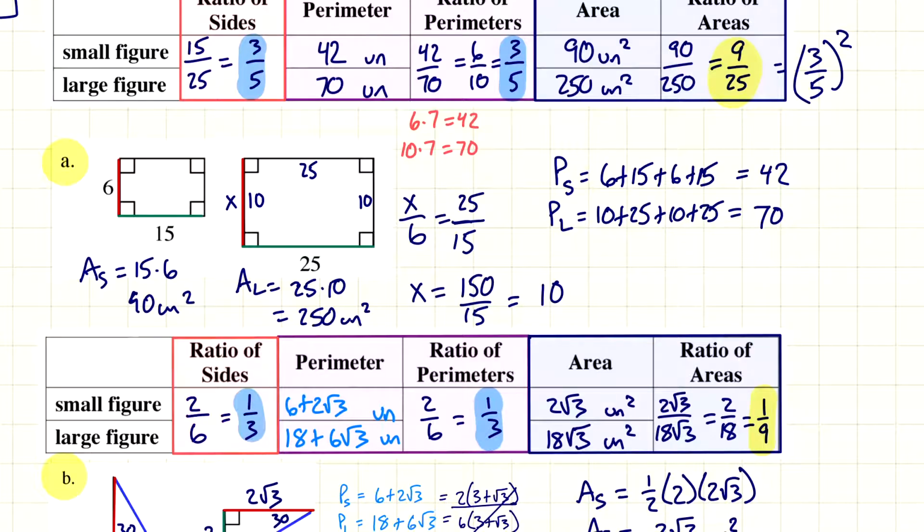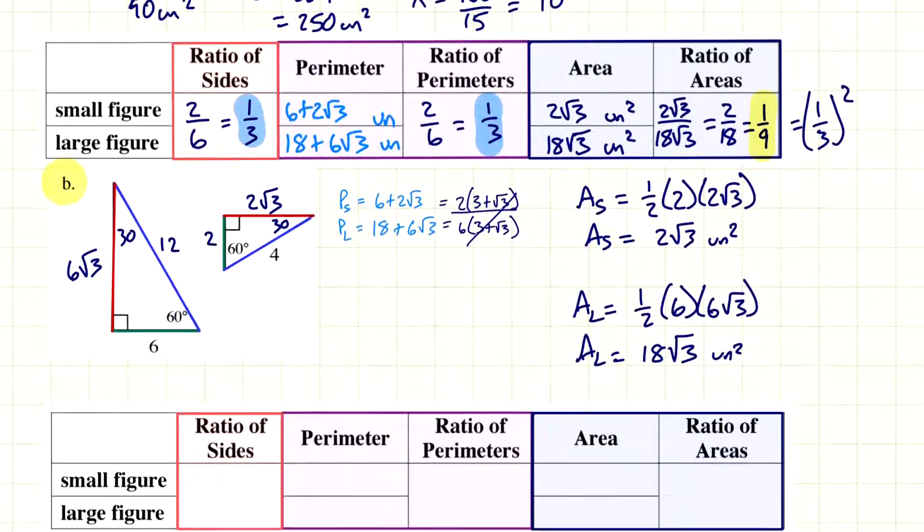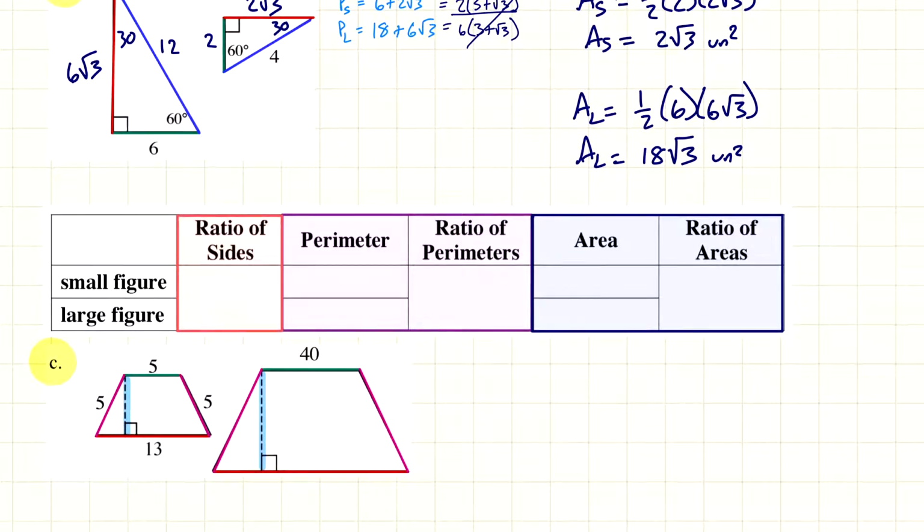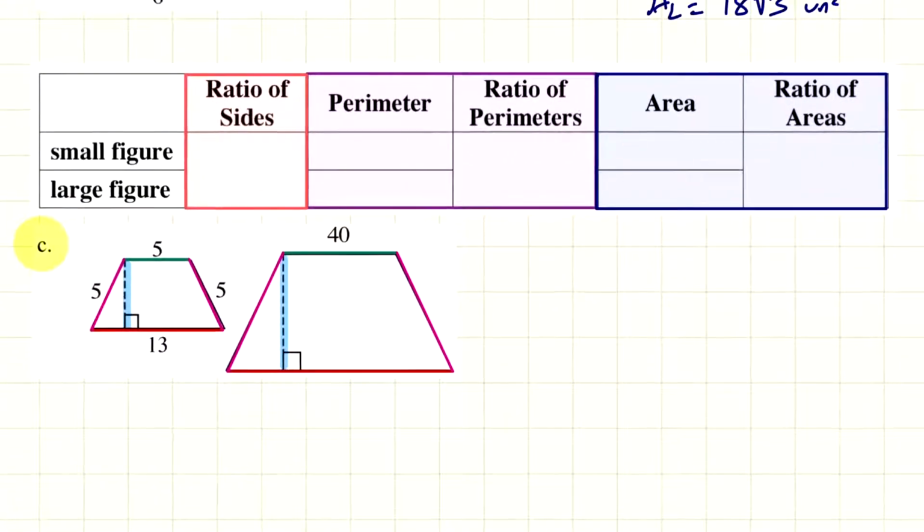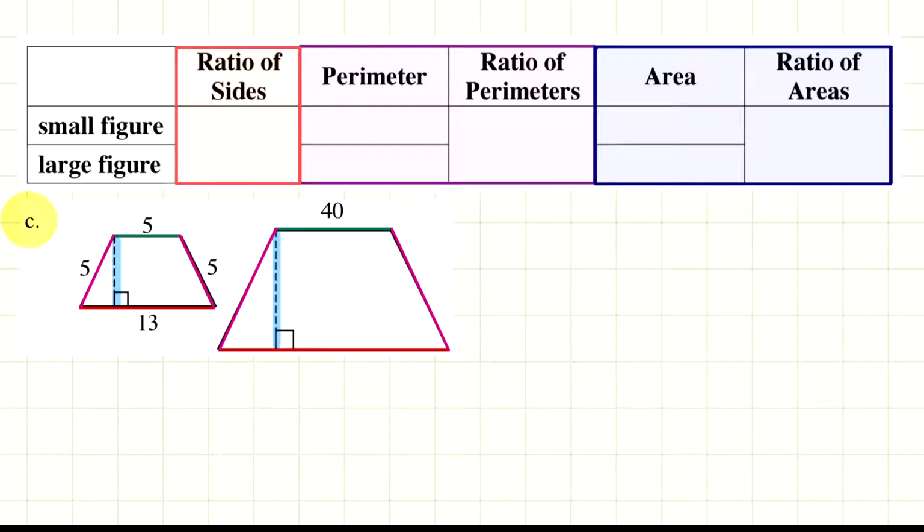Okay, so does the same thing apply to part B? If I take 1/3 and I square it, does that equal 1/9? Well, it does. So what does that tell us? That tells us we didn't really need to find the area to figure out what the ratio of areas was. So maybe when we do this next problem, we could find a way to not have to find the areas, or at least not all the work.